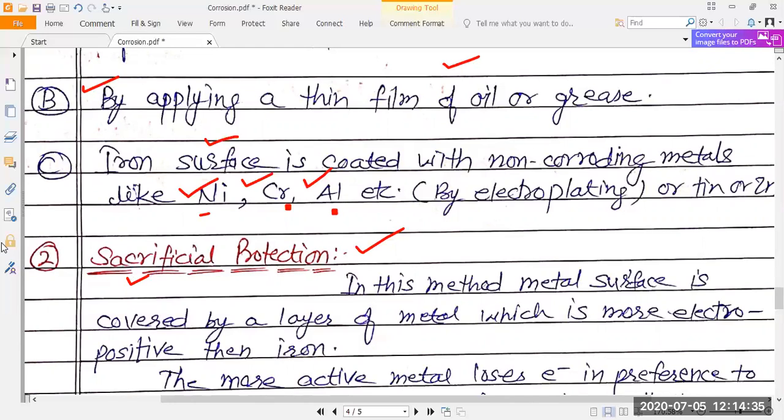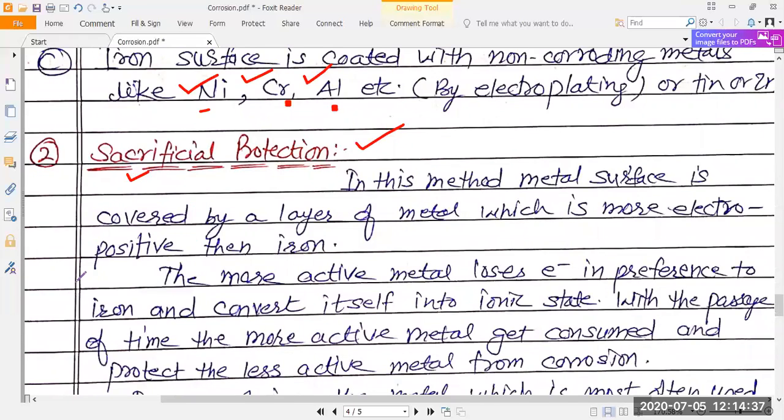So how is this process done on the iron article? This process is called galvanization. It is an important term, galvanization. In this method, the more active metal loses electrons in preference to the iron, so it will protect the iron. When we apply a layer of more active metal on the iron articles, the more active metal loses electrons more easily as compared to iron.